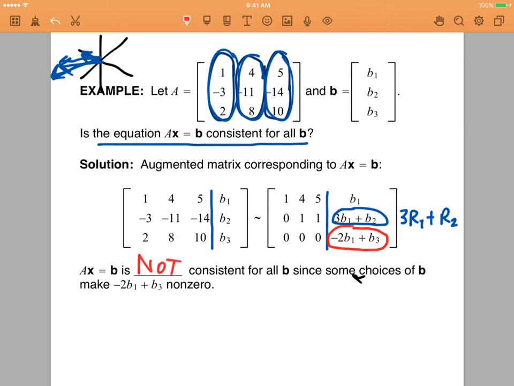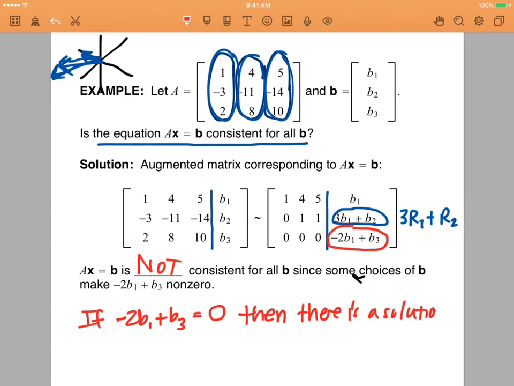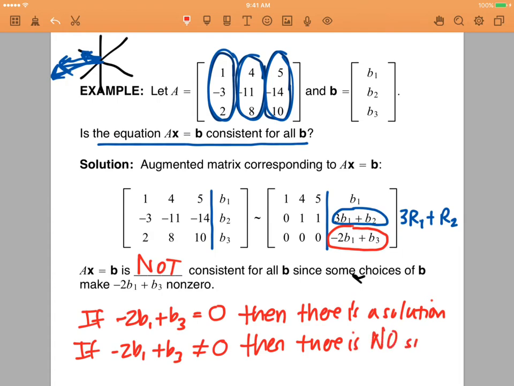And let me be more precise. So if negative 2b1 plus b3 equals 0, then you have a row of all zeros at the bottom, which you can ignore because that doesn't tell you anything, and the rest of the system has a solution. So then there is a solution. But if negative 2b1 plus b3 does not equal 0, then there is no solution.